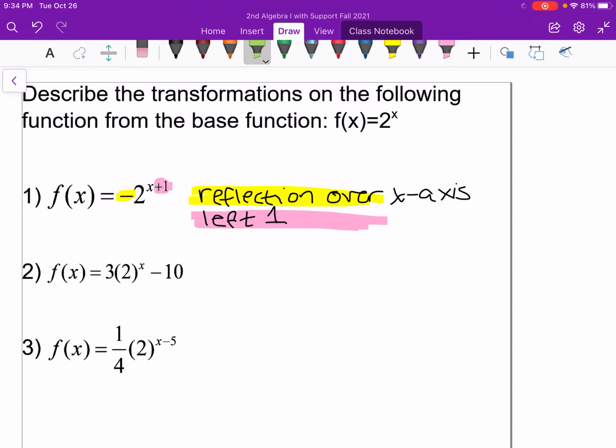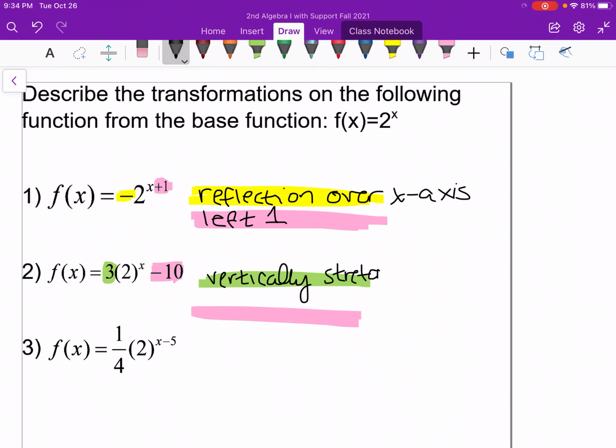The next one, from 2 to the x, I see this 3 out front. I also see a minus 10 here. So 3 out front, that's in the A position. So it has been vertically stretched by a factor of 3. And then the pink, that's in the K position, so it has gone down 10.